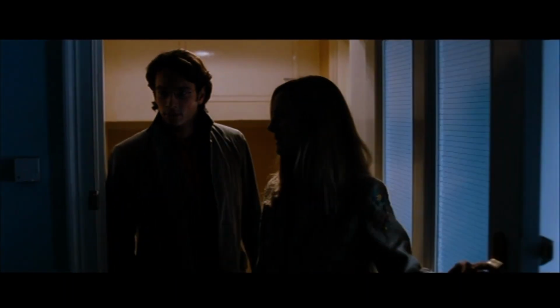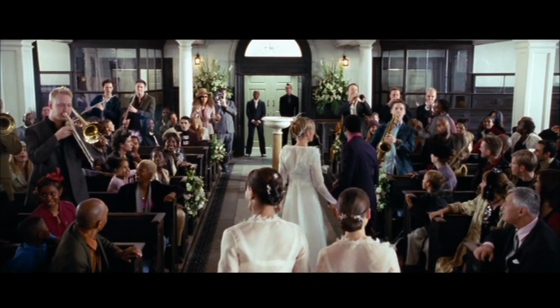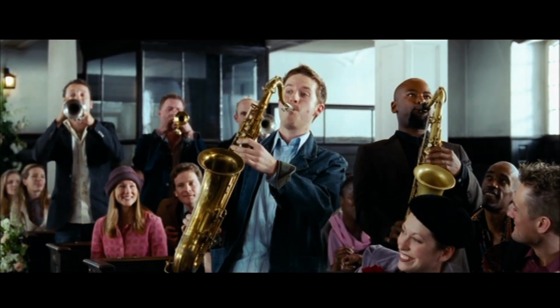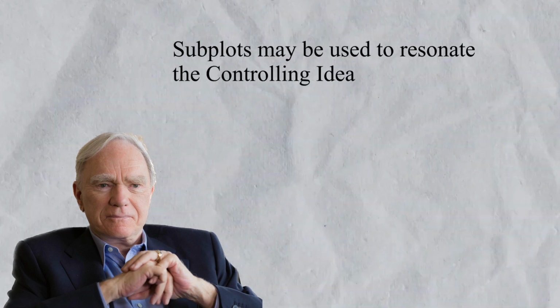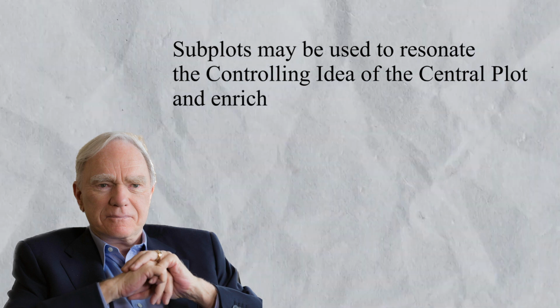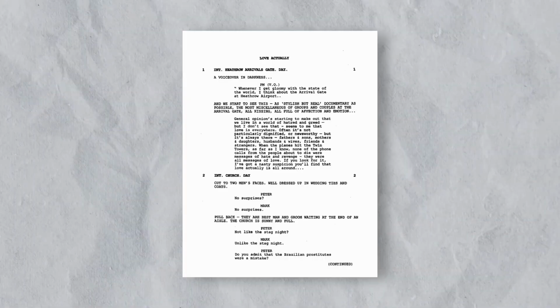of its parts. In Story, Robert McKee talks about the ways subplots or multiplots stand in relationship to one another. For Love Actually, mainly one of these comes into play. Subplots may be used to resonate the controlling idea of the central plot and enrich the film with variations of a theme. The main idea of the film is clearly stated on the first page of the script.